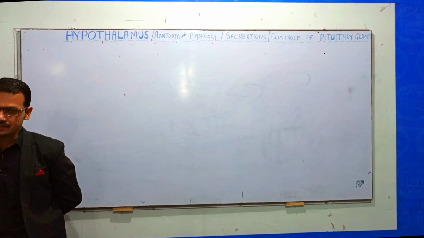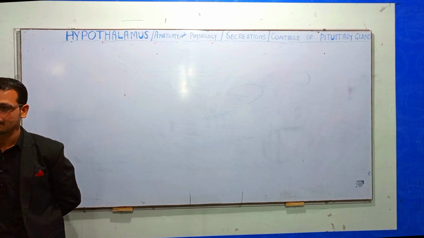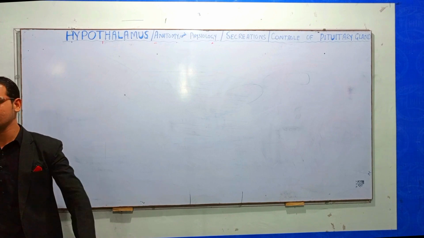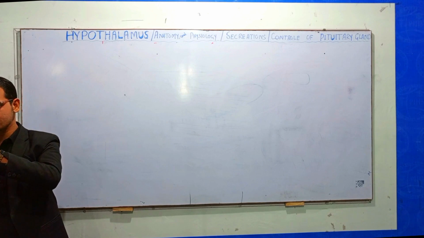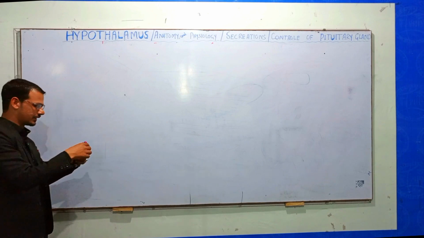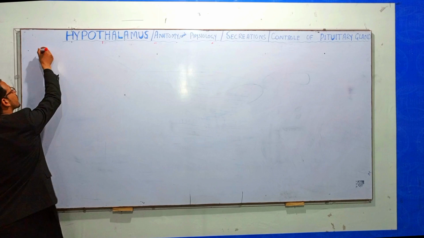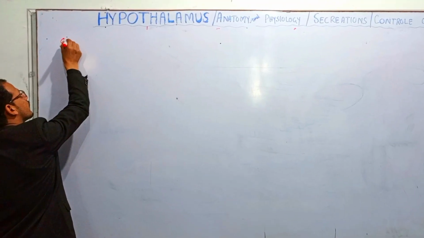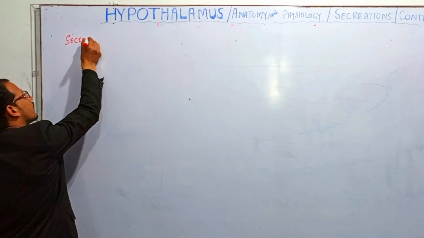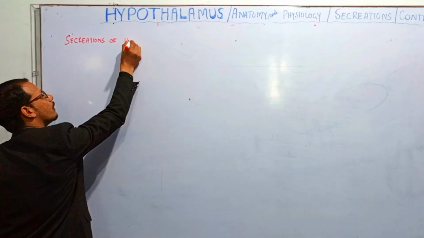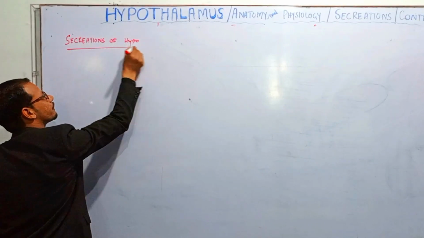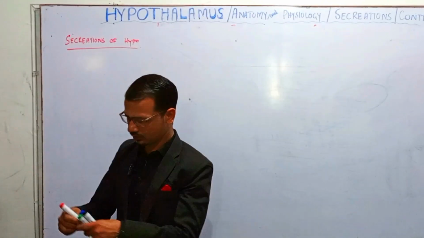What are the secretions of hypothalamus? I told you yesterday that hypothalamus releases physiotropic hormones. All the physiotropic hormones are secreted by hypothalamus.